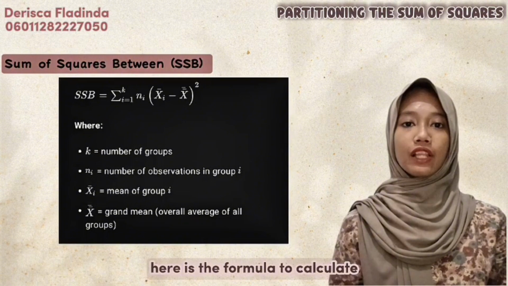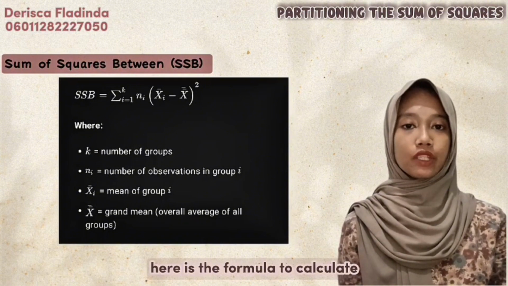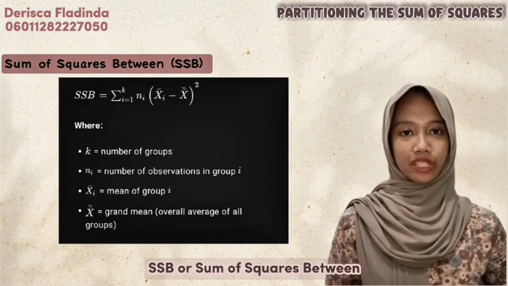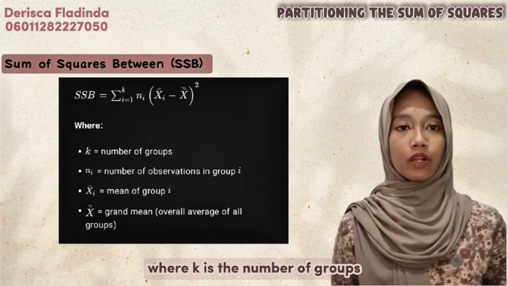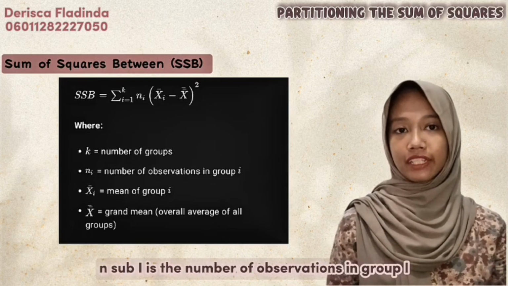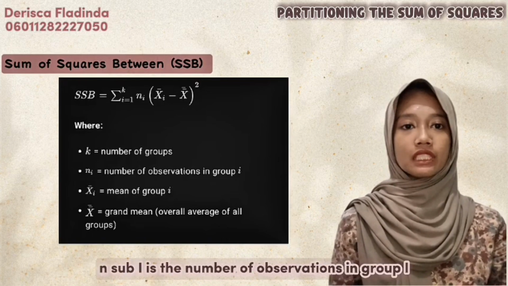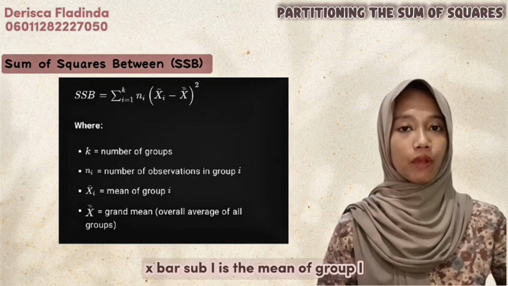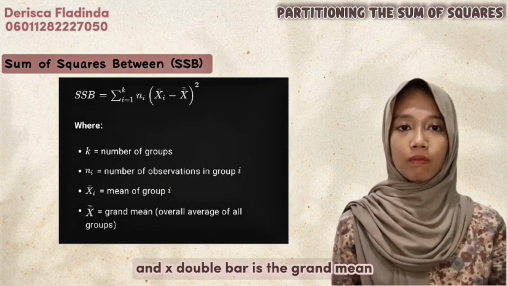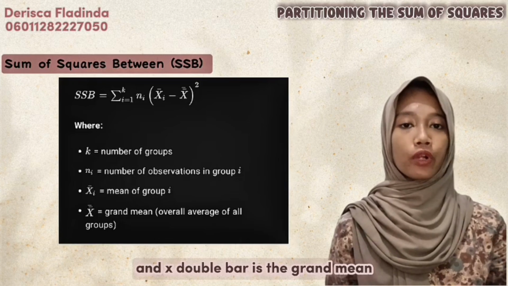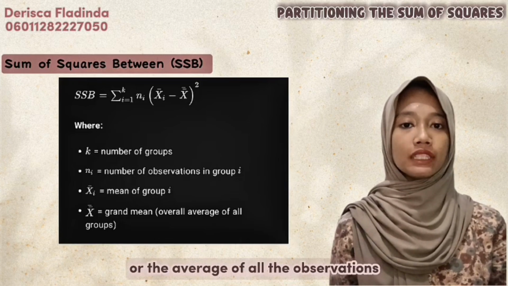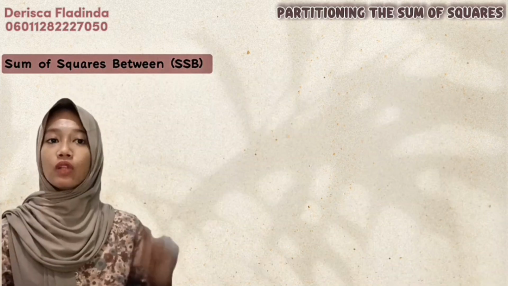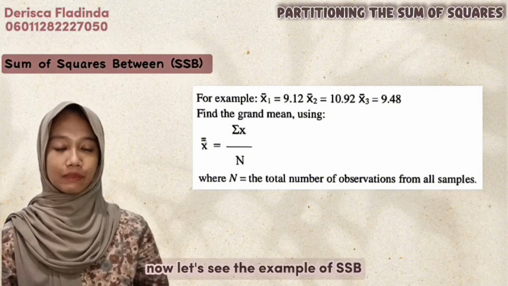Here is the formula to calculate SSB, or sum of squares between, where K is the number of groups, n sub i is the number of observations in group i, X bar sub i is the mean of group i, and X double bar is the grand mean, or the average of all the observations. Now, let's see the example of SSB.